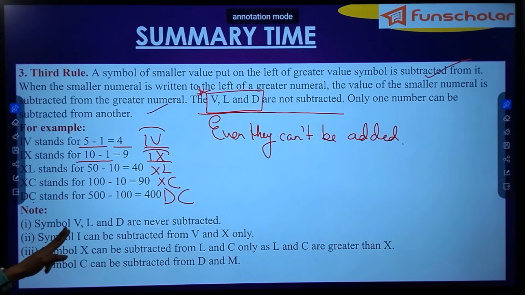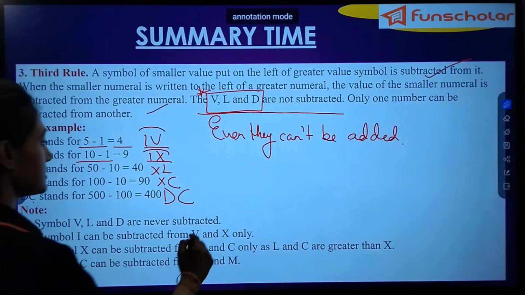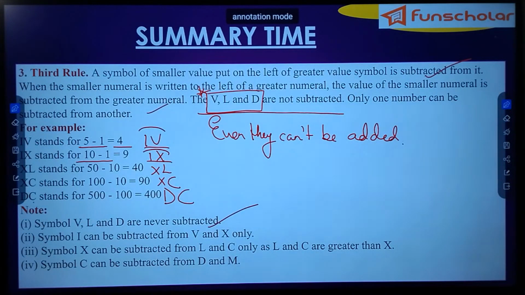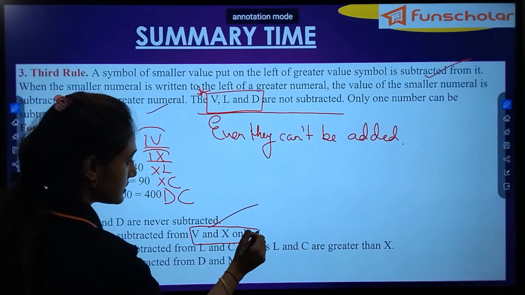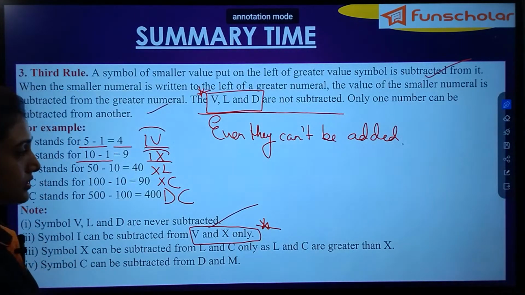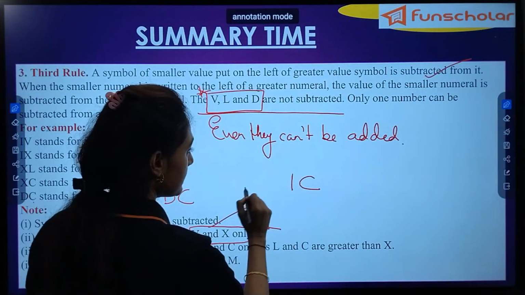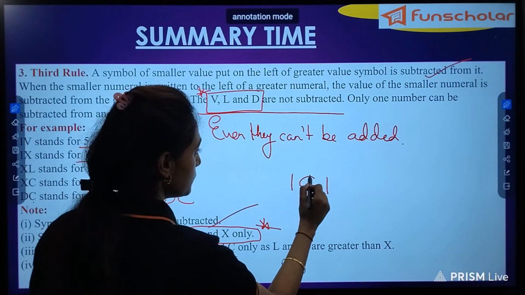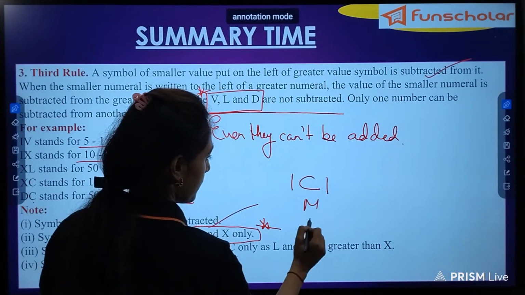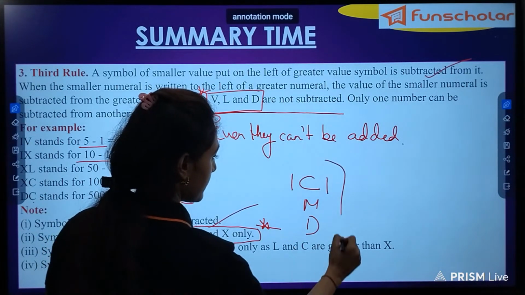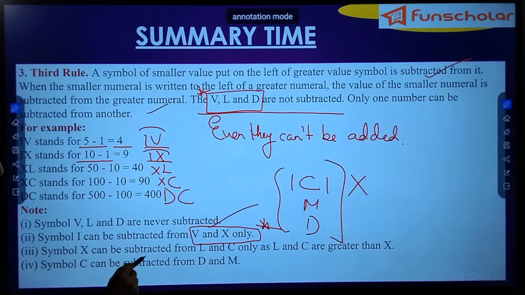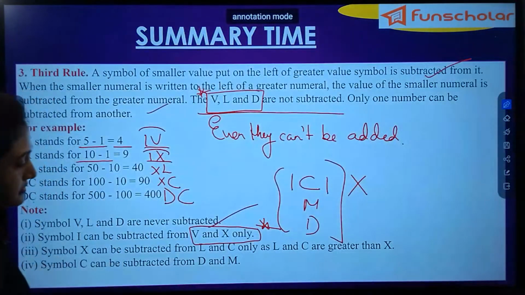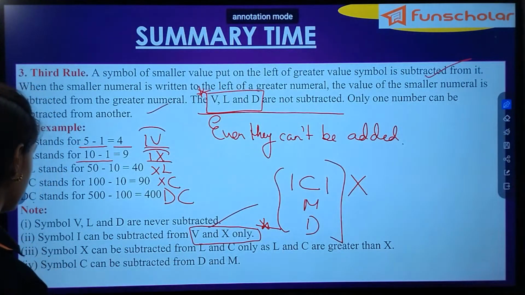Note, symbols V, L and D are never subtracted. You have learned this. Symbol I can be subtracted from V and X only. This point is very important. You cannot subtract I from C or M or D. This is wrong. Only I can be subtracted from V and X, that is from 5 and 10.